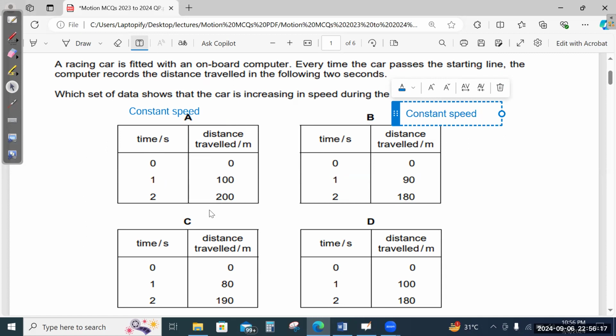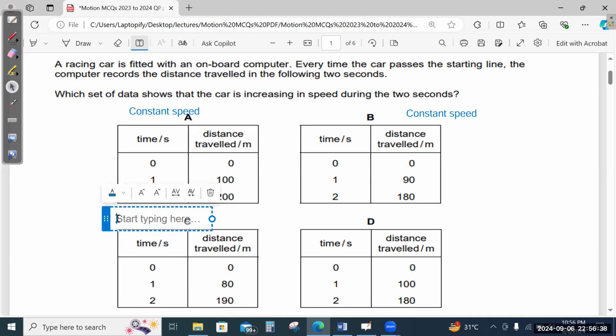Next, if you look at the C option, in the first second the body covers 80 meters, and in the next second it covers 190 minus 80, you will get 110. It means in the next second the car covers 110 meters. It means the speed increased. I think this is the correct option. Speed increased, increasing speed.